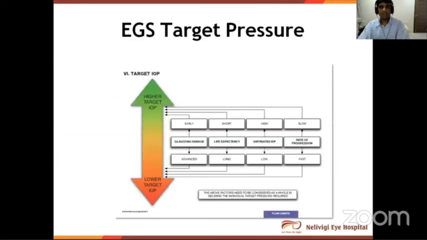How do you set the target intraocular pressure? The EGS target pressure guidelines go like this. There are four important parameters: the amount of glaucoma damage, life expectancy, untreated intraocular pressure, and the rate of progression. If the glaucoma damage is very early, then you can afford a higher target IOP. Similarly, if the life expectancy is short, you can still afford a higher target IOP. You don't need to be very tight about it. If the untreated IOP is high, again, you can have a higher target IOP. And if the rate of progression is slow, you can still have a higher target IOP. For all the other situations, it's vice versa.